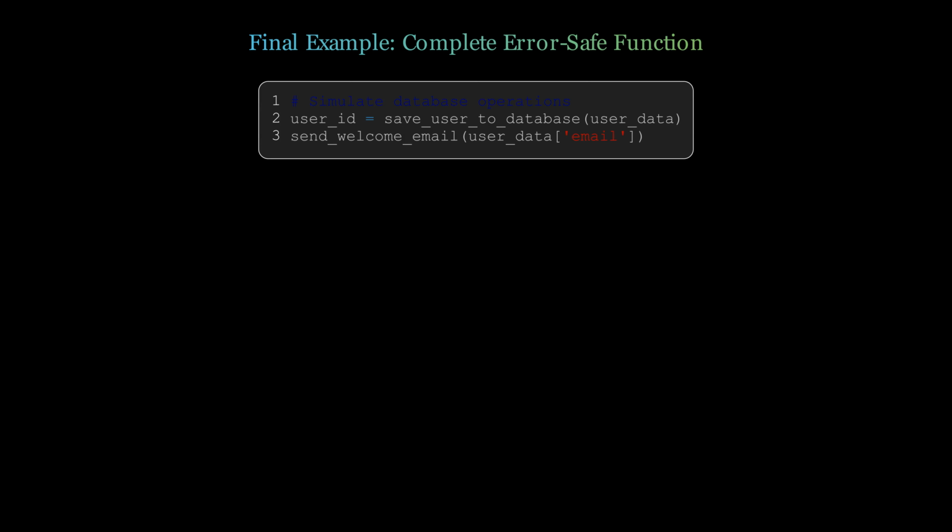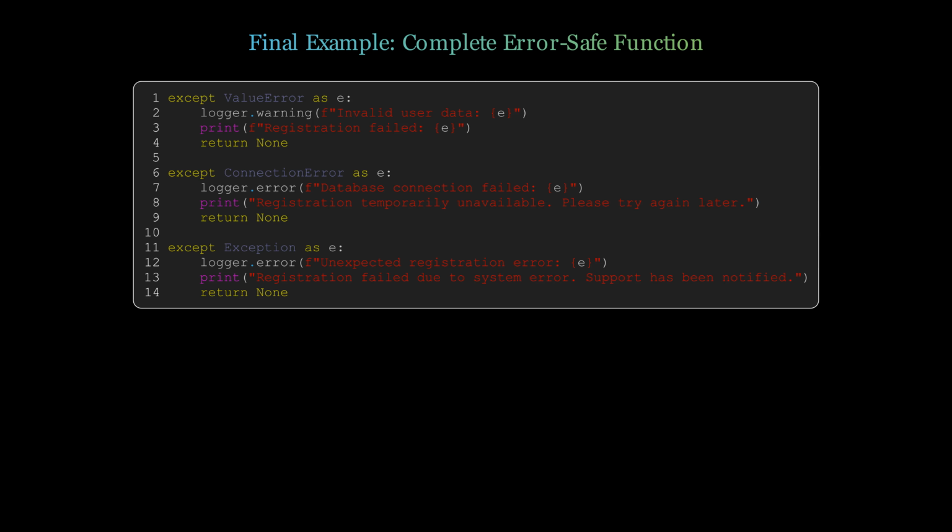Next, we simulate saving the user to a database and sending a welcome email. If these succeed, the flow continues. We then handle errors. Value errors for bad input, connection errors for database failures, and a generic exception for unexpected issues. Each is logged with the right severity and a helpful user message.